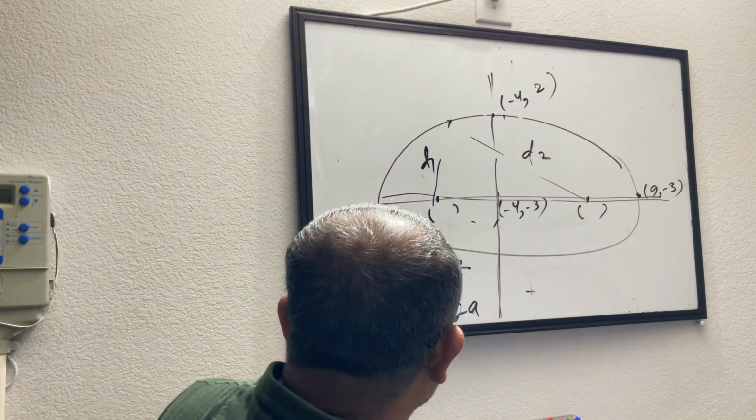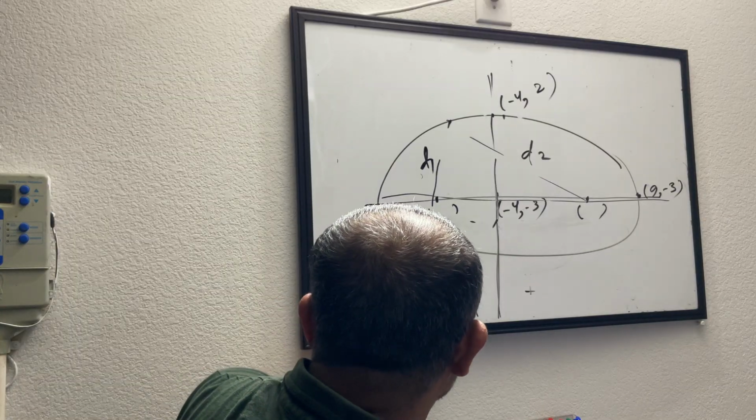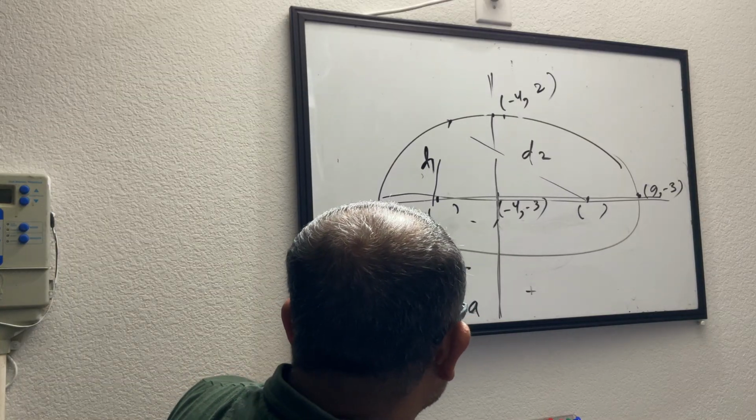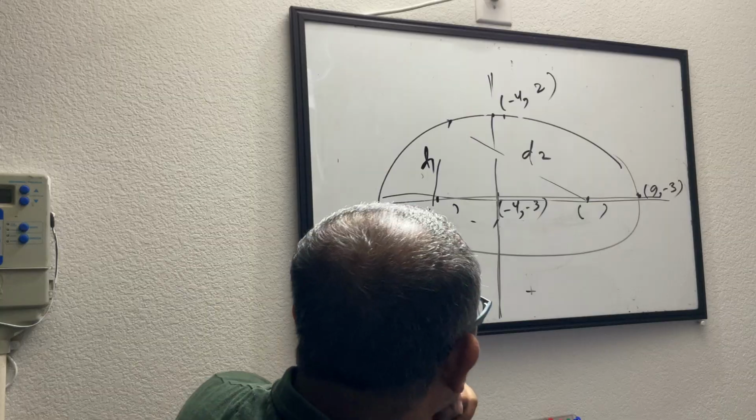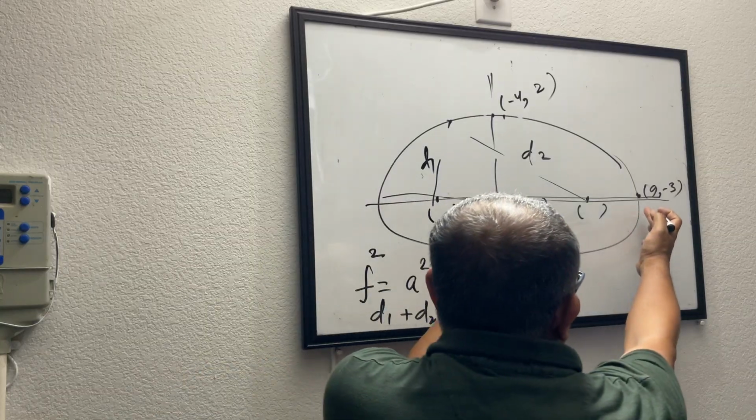Now when I see this one, this distance: f square is equal to a square minus b square. Do I know a square? Do I know the length of the major radius?